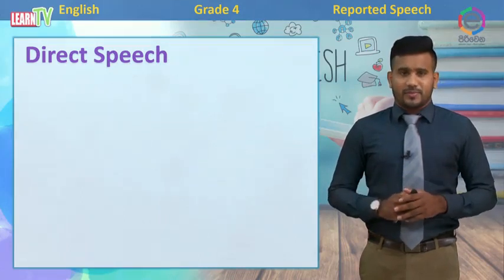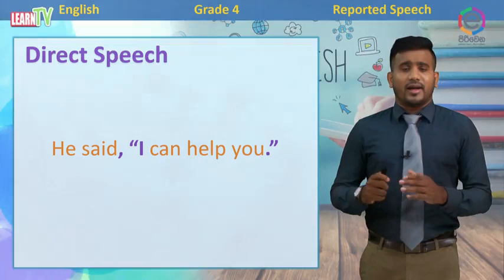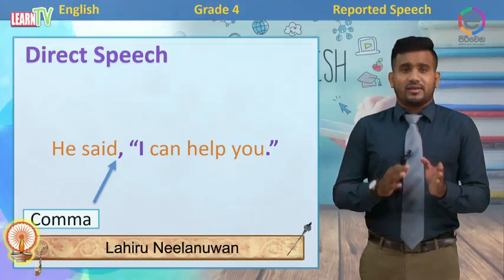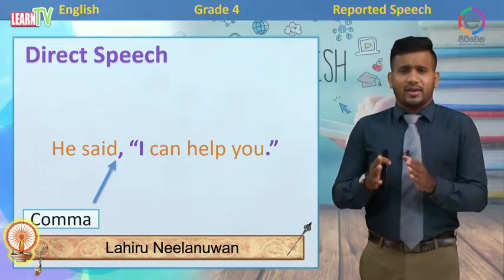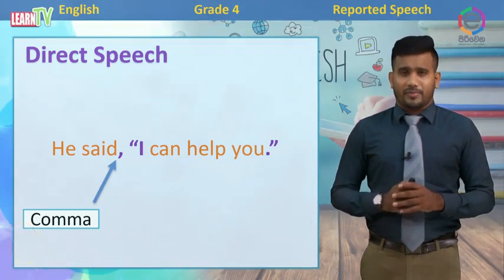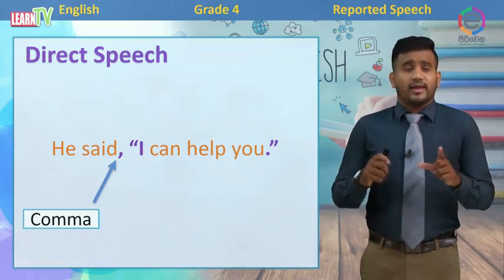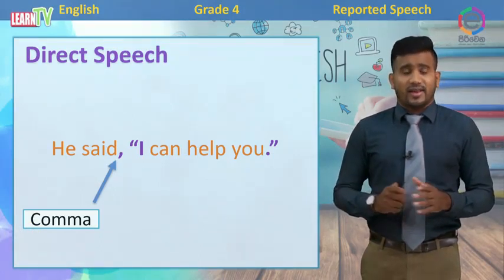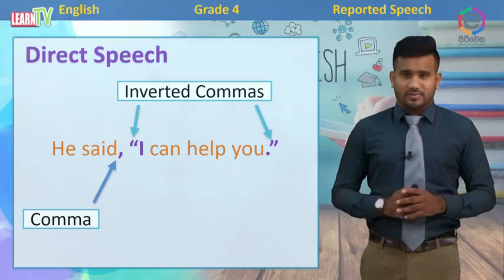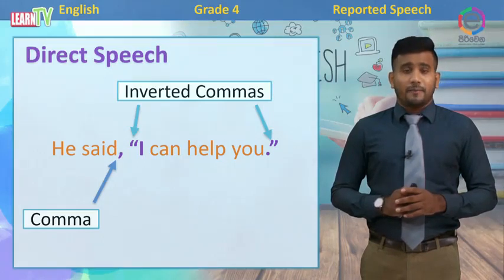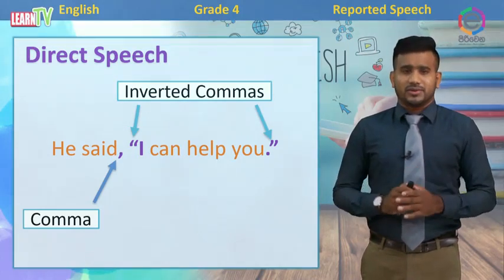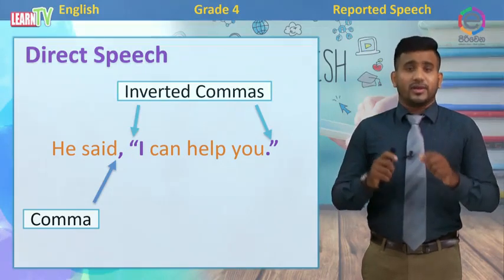Direct speech. He said, "I can help you." "He said" is the introductory clause. At the end of the introductory clause, there must be a comma. "I can help you" is an extract, so it should be mentioned with inverted commas. It is called the reported clause. The reported clause must be mentioned with inverted commas.